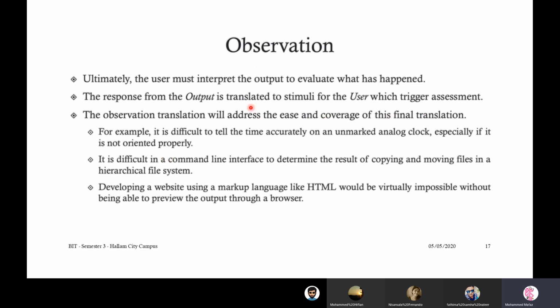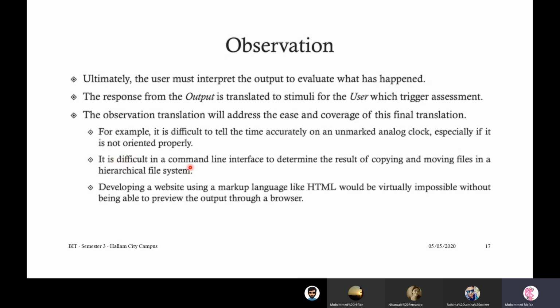Some examples are given in terms of observation. It is difficult to tell the time accurately on an unmarked analog clock, especially if it is not oriented properly. Imagine an analog clock means our regular clocks we have in a circle shape. And if the numbers are not properly marked, and if your clock is also not in the correct position, in the vertical position or perpendicular position, it will be very difficult to say what time it is. But you can say it's any time, right?